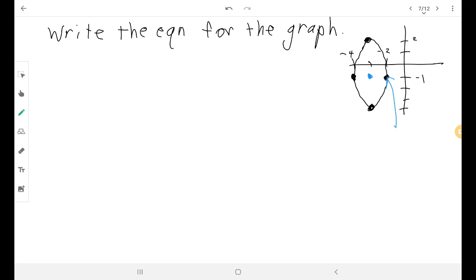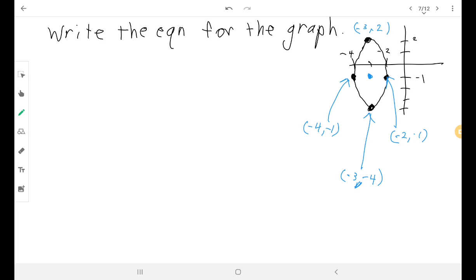This point here is -2, -1. That point there is -4, -1. This point here is -3, -4, and this point up here is -3 and 2.